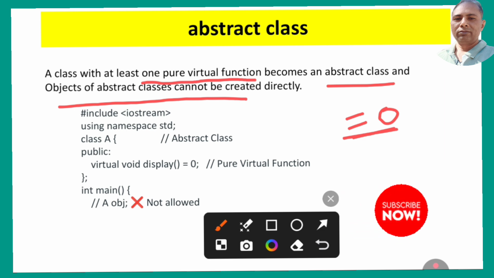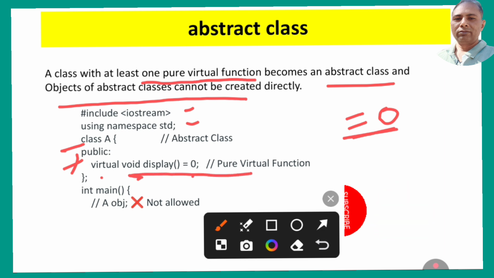We can see one example here. We write hash include iostream, using namespace std. We have created one class, class A. We write the access specifier public. Then we write virtual void display equal to 0, which means this is a pure virtual function here. If this class has at least one pure virtual function, it is known as an abstract class. Now if we want to create the object directly, we cannot create it here. We can create it indirectly, but directly we cannot create the object for an abstract class.